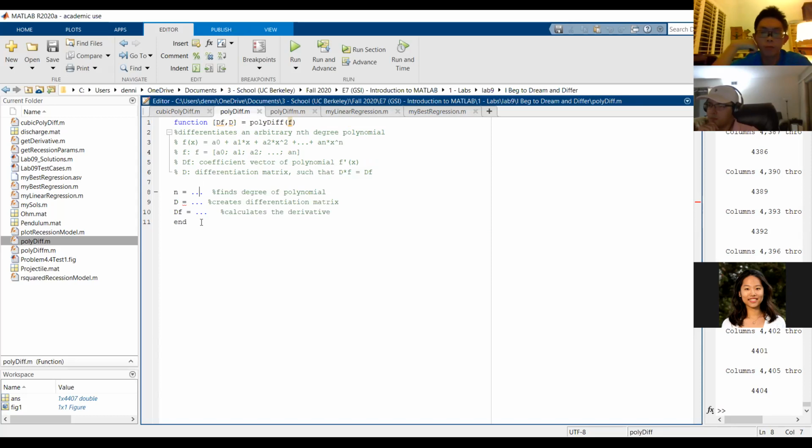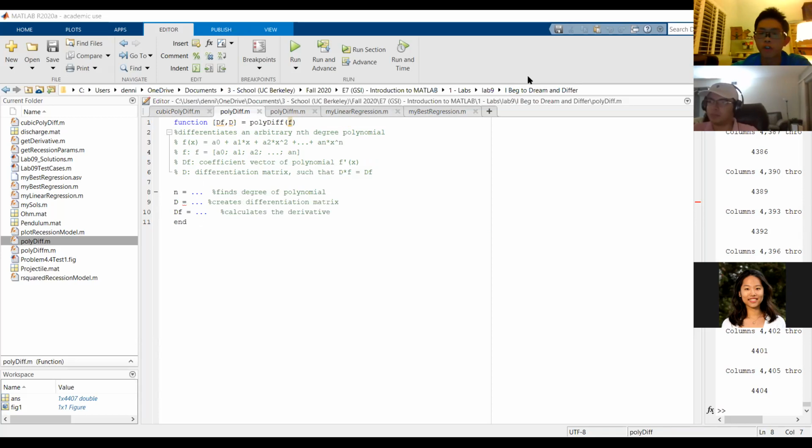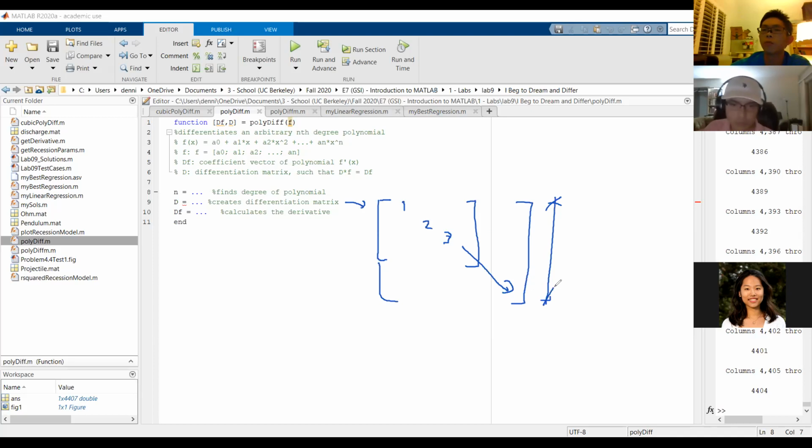Now, for reasons that you can probably guess, this is going to depend on what degree your polynomial is. The differentiation matrix: before we had a 1, 2, 3, but for this one you're going to want to continue down this way, and then you're going to have a bigger matrix, an n plus 1 by n plus 1 matrix.